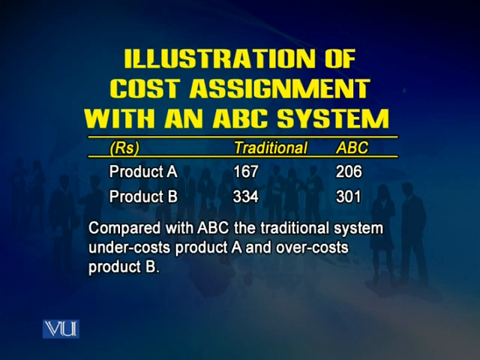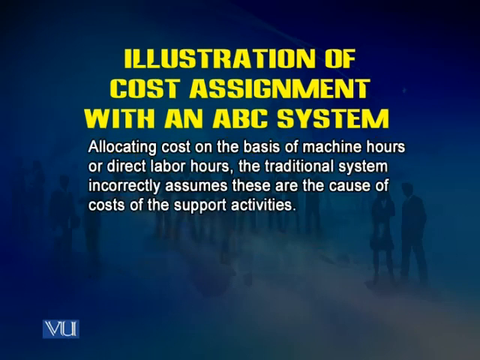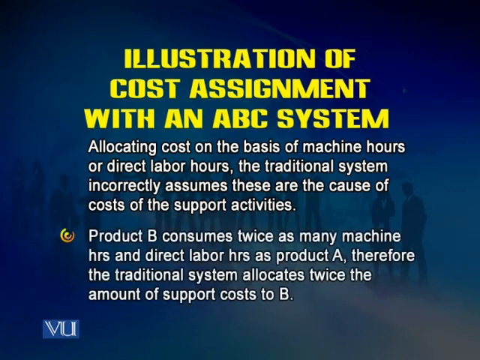Compared with ABC, the traditional system undercosts product A and overcosts product B, meaning the cost of product A appears to be understated and the cost of product B seems to be overstated. 167 compared to 206, this is understated, and 334 compared to 301, this is overstated. Allocating costs on the basis of machine hours or direct labor hours, the traditional system incorrectly assumes these are the cause of costs of the support activities. Product B consumes twice as many machine hours and direct labor hours as product A. Therefore, the traditional system allocates twice the amount of support cost to B.